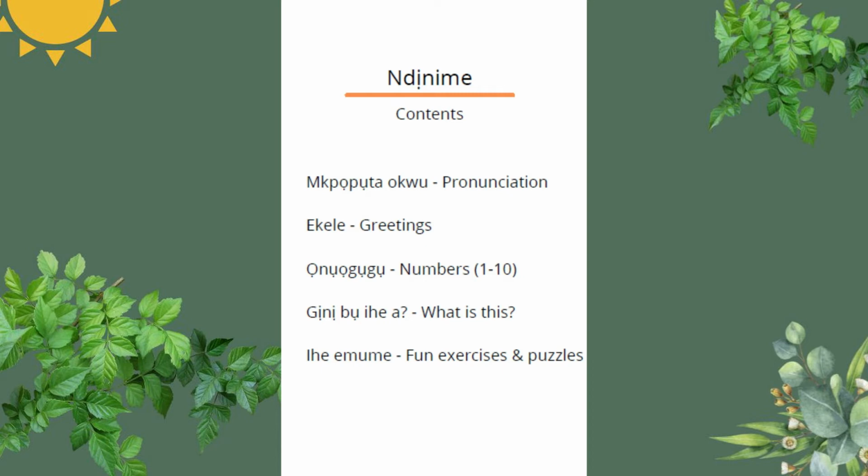Jisie ike, Chukwu gozie gị. So jisie ike means keep it up, keep up the good work, more grace, more strength. Chukwu gozie gị, God bless you.